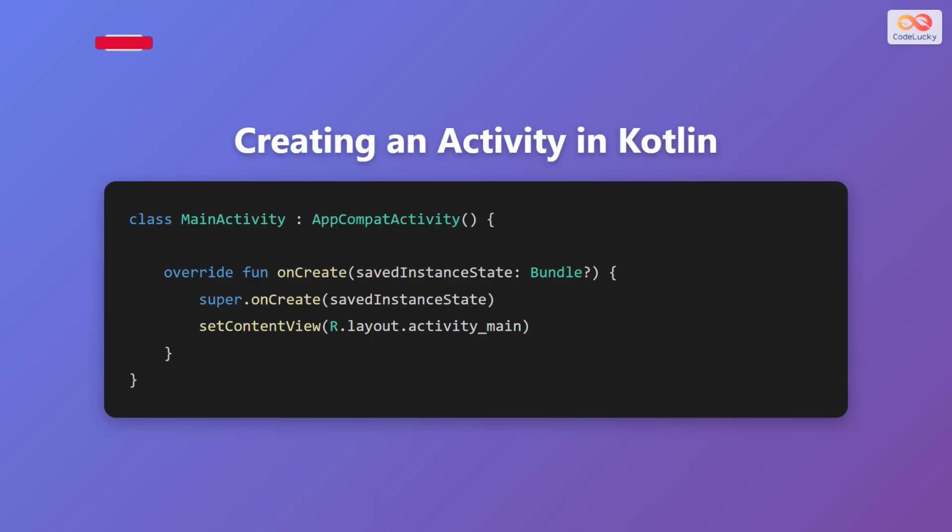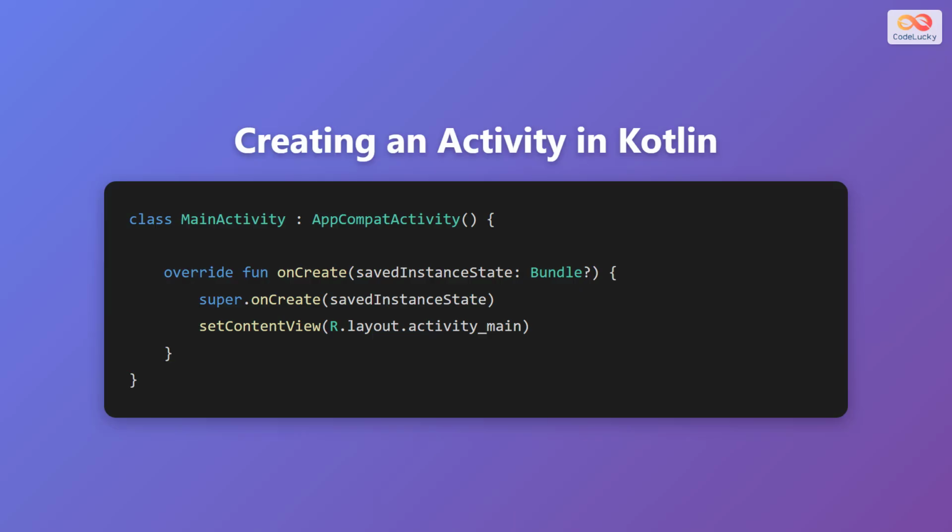Let's see how to create an activity in Kotlin. You start by declaring a class, in this case MainActivity, that inherits from AppCompatActivity. Notice the colon followed by AppCompatActivity with parentheses. This is Kotlin's syntax for inheritance.